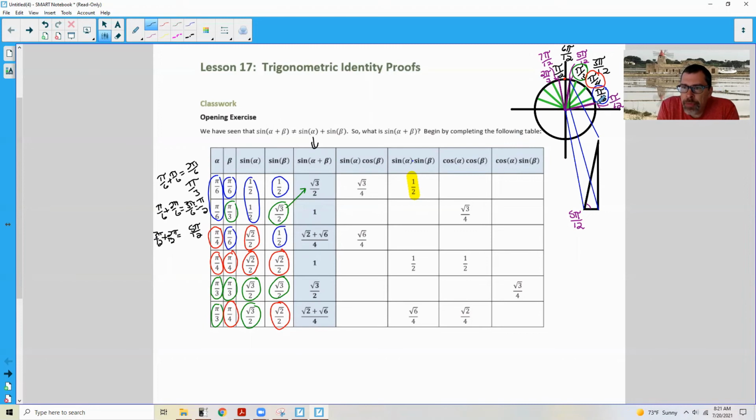Now if I break these into pi over 12, this is pi over 12. 2 pi over 12 is pi over 6. 3 pi over 12 is pi over 4. 4 pi over 12 is pi over 3. 5 pi over 12 is in between pi over 3 and 6 pi over 12, which is pi over 2. So it's halfway between 4 pi over 12 and 6 pi over 12. So pi over 12, 2 pi over 12, 3, 4, 5, 6 pi over 12.